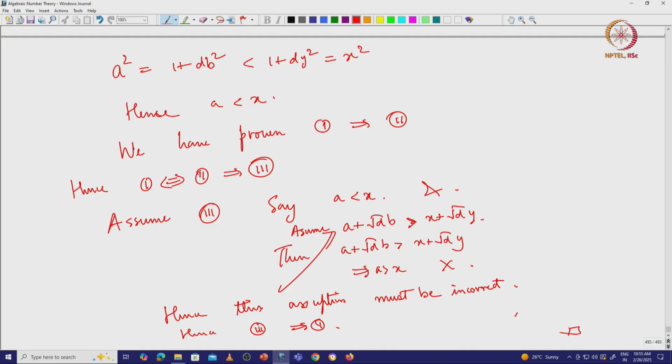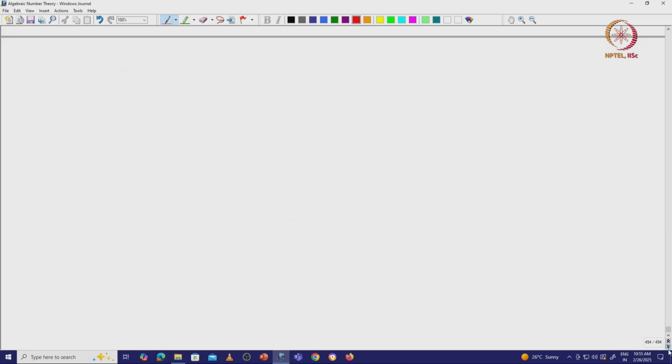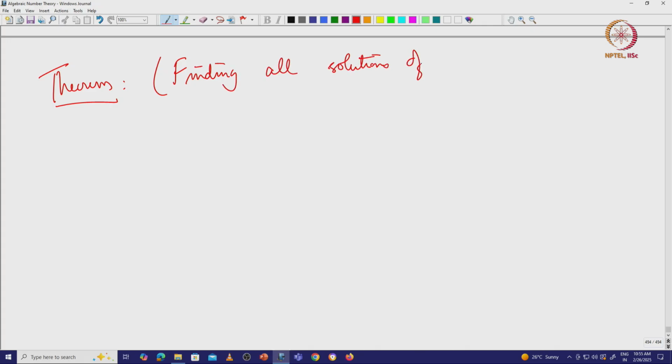Okay. All right. So, that is a very useful lemma that we have proven: if you have an inequality on this irrational number x plus square root of d times y, then it actually gives you an inequality on x and y. So, that is kind of an amazing thing. So, here is a theorem that we want to prove. This tells you how to find all solutions of Pell's equation.